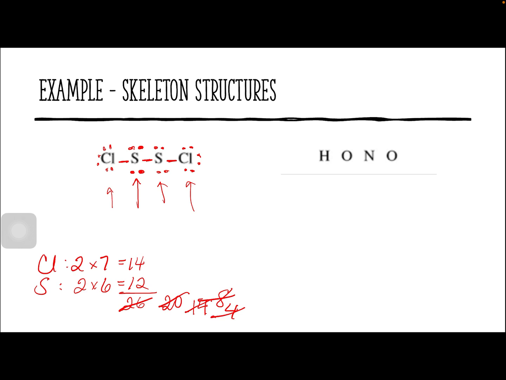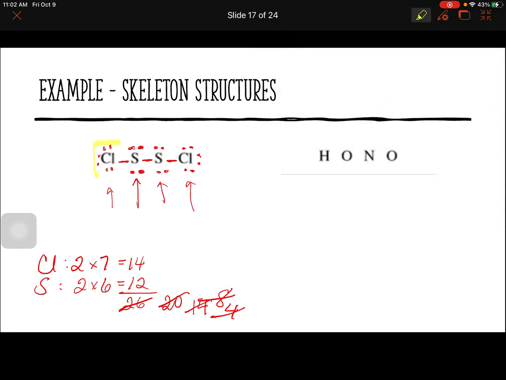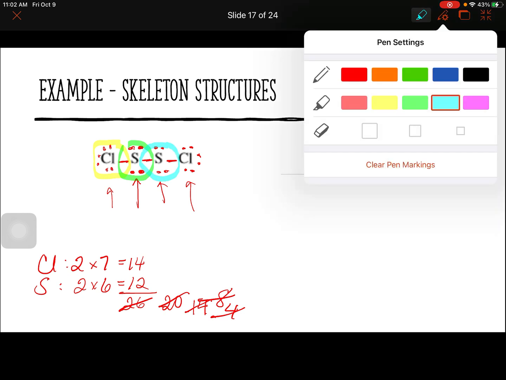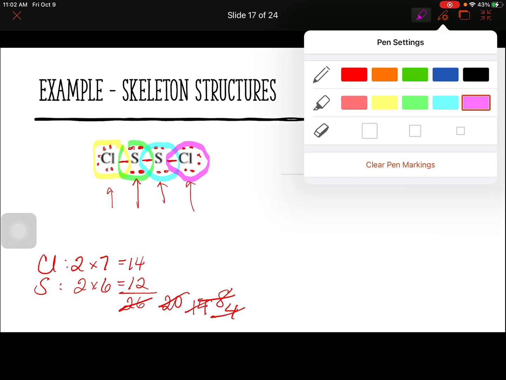Then you double check. The chlorine that's on the left, 2, 4, 6, 8, because that bond counts for it. The first sulfur, 2, 4, 6, 8, those bonds count for it. The second sulfur, 2, 4, 6, 8. And then that final chlorine, 2, 4, 6, 8. And if I count up my bonds and my dots, I get 26 electrons.